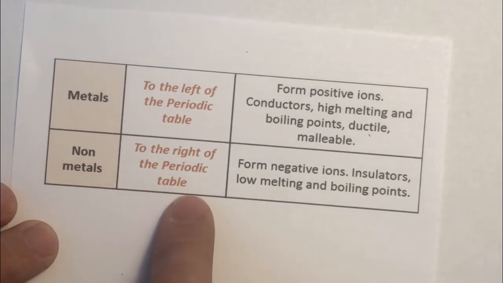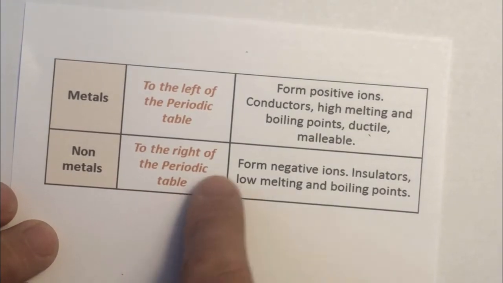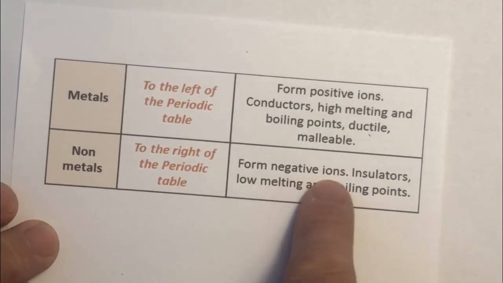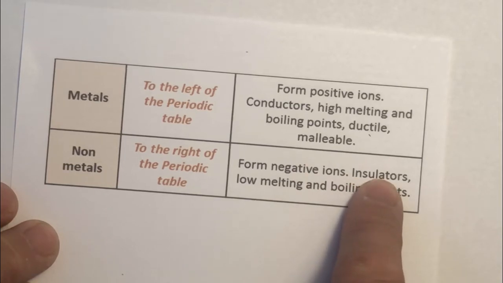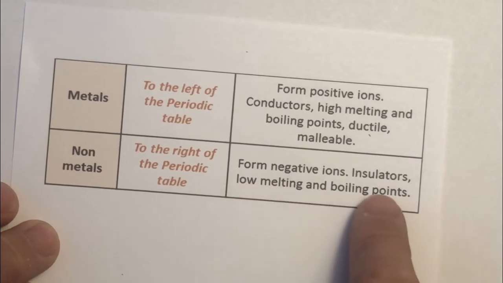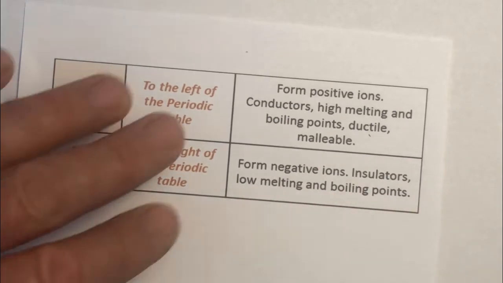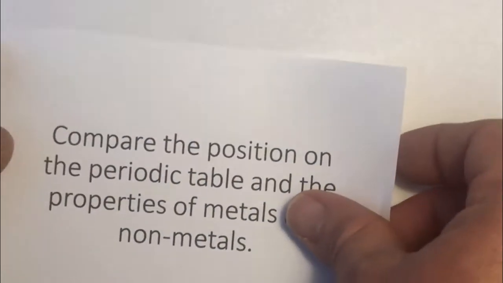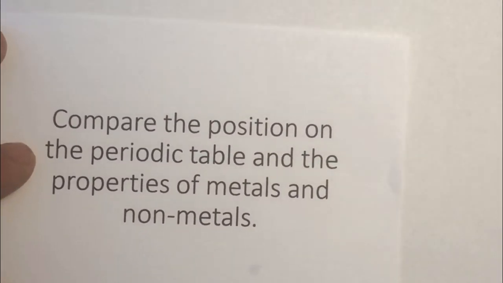Non-metals are found to the right of the periodic table. They form negative ions, are insulators of electricity and heat, and they have low melting and low boiling points. That then explains how to compare the position on the periodic table and the properties of metals and non-metals.